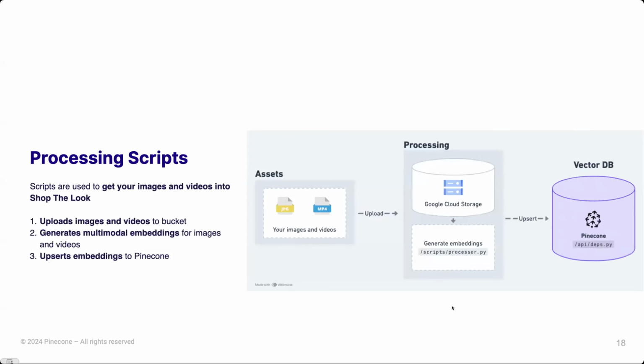Finally, we also provide the processing scripts that you need to bring your own data. Right now, Shop the Look has a data set of royalty-free images from pexels.com, 47,000 images and videos. I've used these processing scripts to process images and videos. It takes a folder of images and videos and uploads them to Google Cloud Storage, which has to be a public bucket. Then it generates these embeddings and upserts them to the vector database.